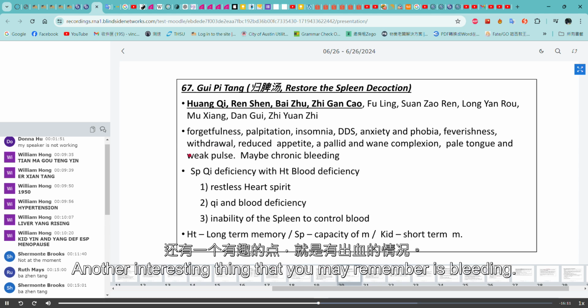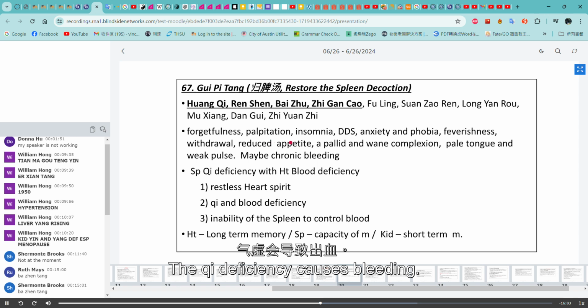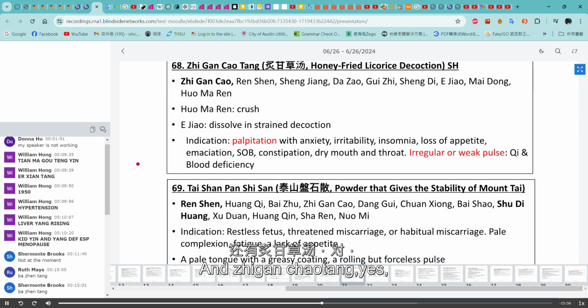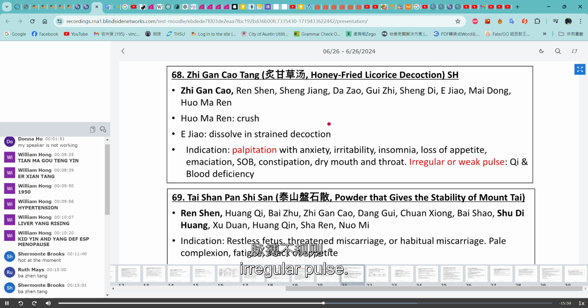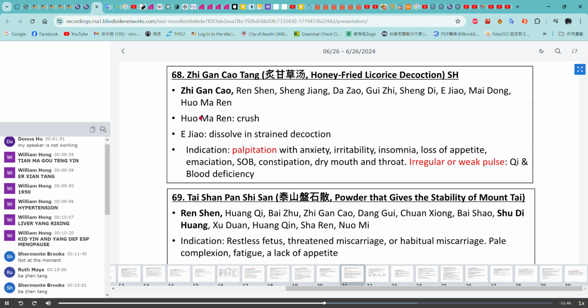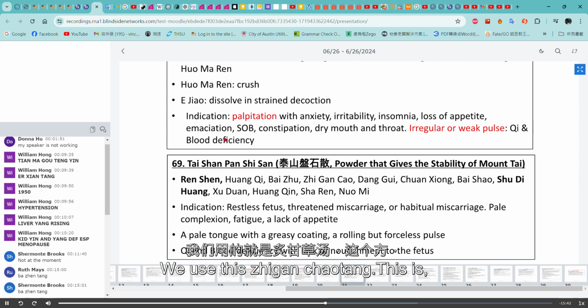So Guipitang, another interesting thing that you may remember is bleeding: inability of the spleen to control the blood. The qi deficiency causes bleeding. And Zhigancao Tang, yes, qi and blood deficiency with irregular pulse, so irregular heartbeat like that. We use this Zhigancao Tang.